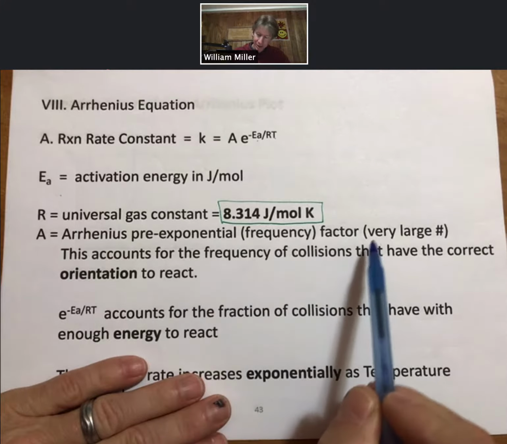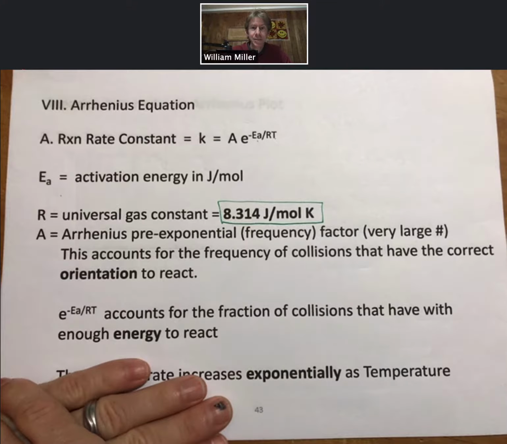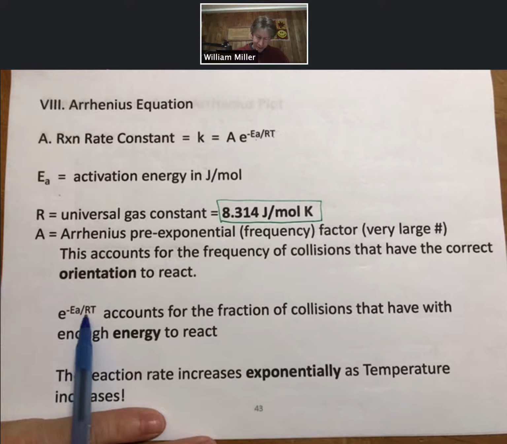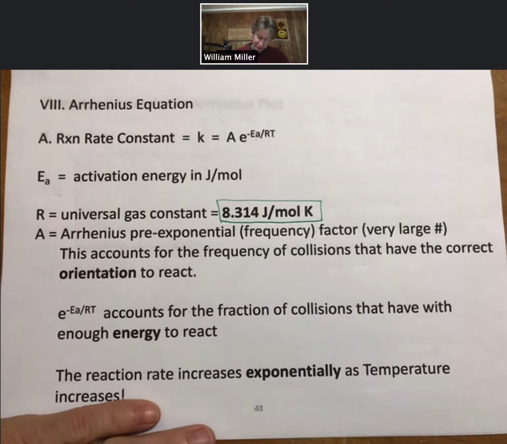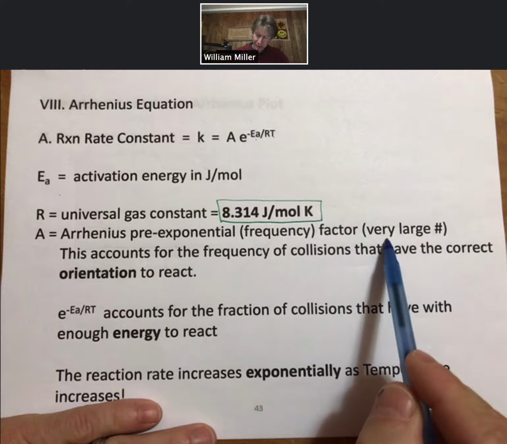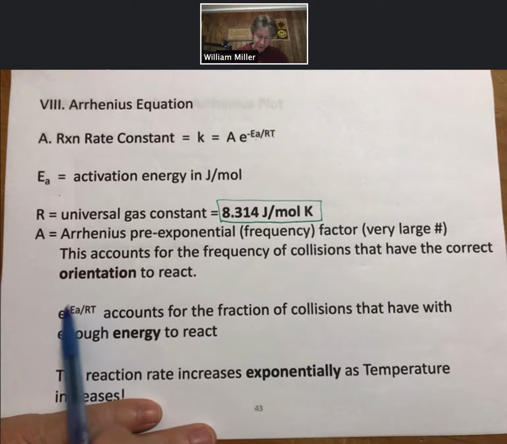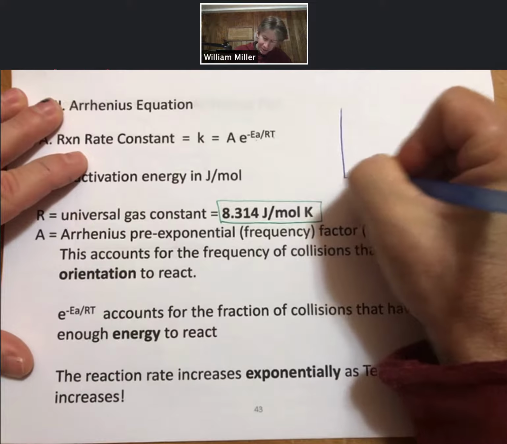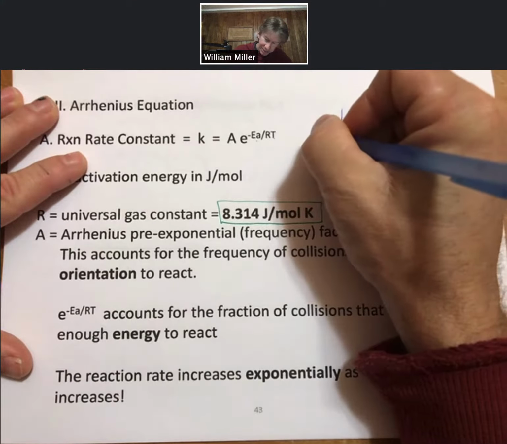and that there are a large number of collisions, and then there's the exponential factor here, and it accounts for the fraction of collisions that have enough energy to react. So what we will see is there's a very large number of collisions and a much smaller number that actually have enough energy to react. This has to do with the Boltzmann distribution.